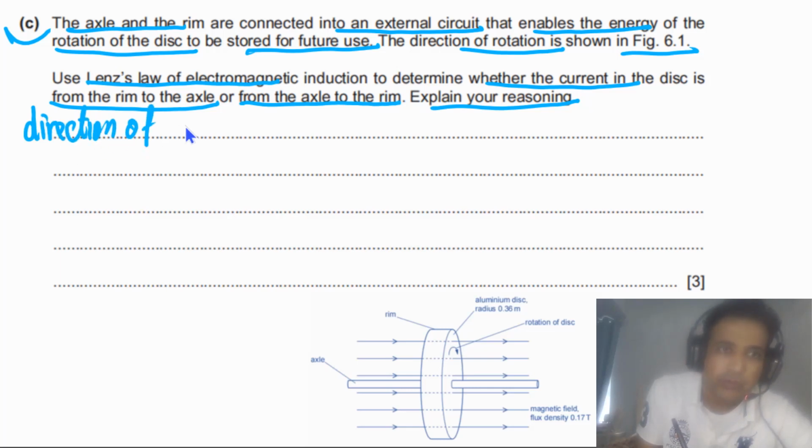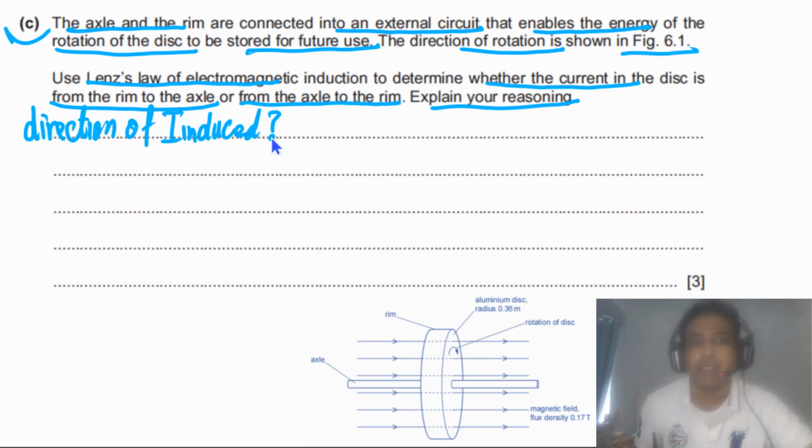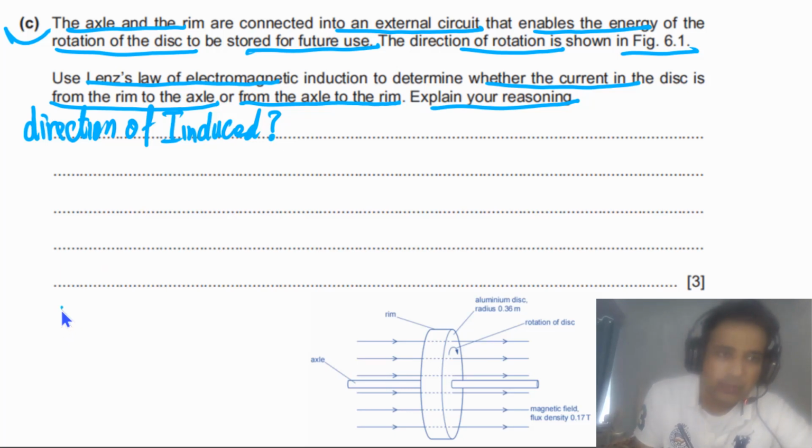So we can write down direction of I induced. This is what we need to find out. Let's try to understand this one with the help of one simple example. Imagine that we have magnetic field. These crosses are representing magnetic field. In this case, our magnetic field is into the page.